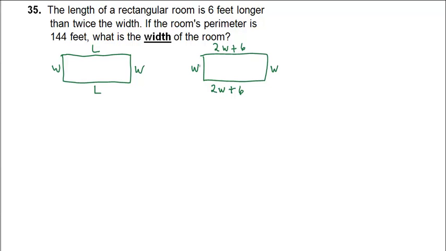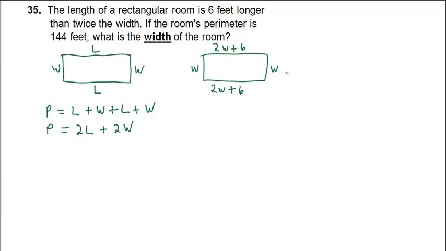So now it says if the room's perimeter is 144 feet. So remember what perimeter represents. That represents the distance around a figure. So perimeter equals length plus width plus length plus width, or 2L, because we have two L's, plus 2W.